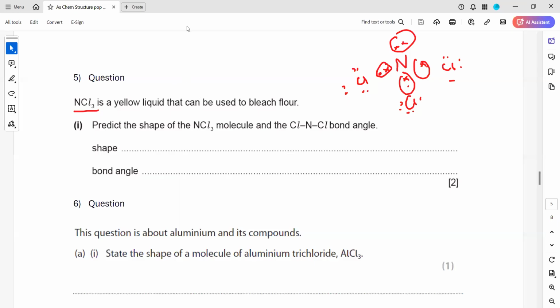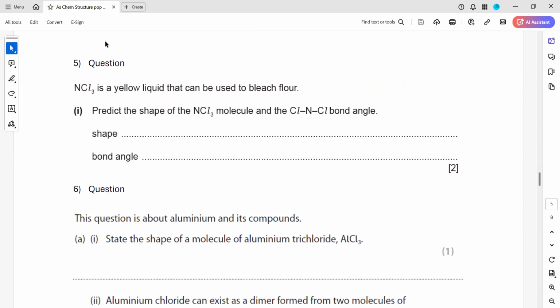So when we have three bond pairs and no lone pair, one lone pair, then the shape will be pyramidal, you can say, or trigonal pyramidal. And with the bond angle, it's 107 degrees.